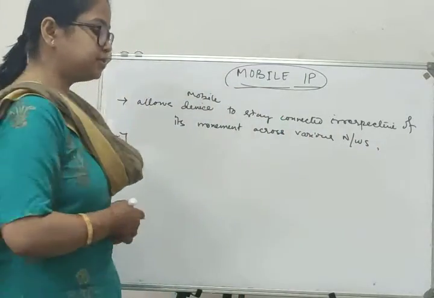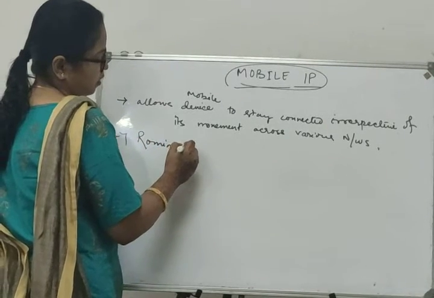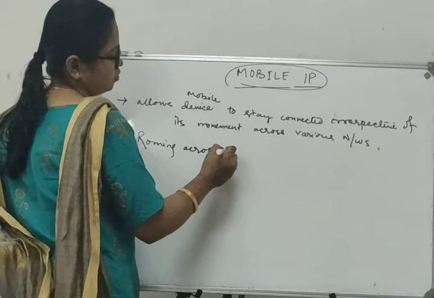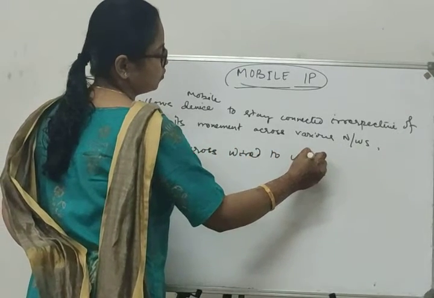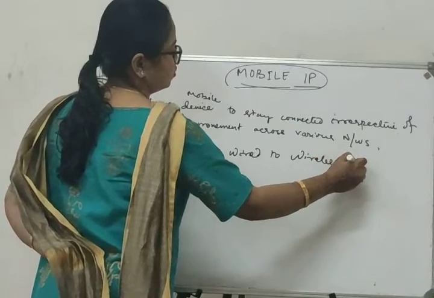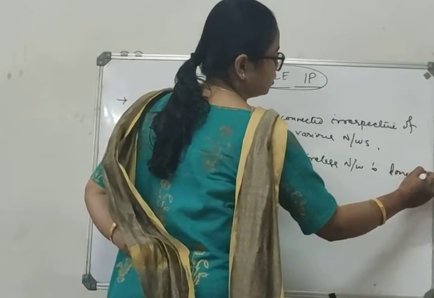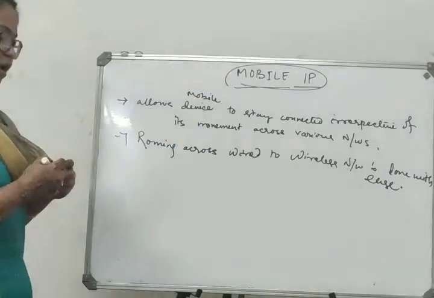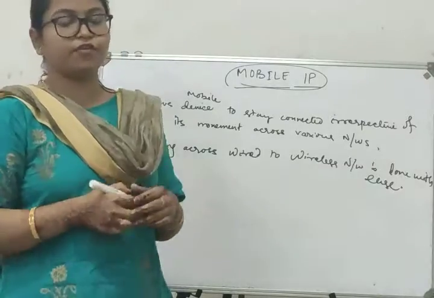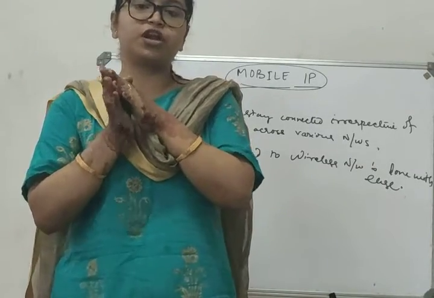Okay, next is roaming across wired to wireless network is done with ease. That is easily. Okay. So roaming across. What is roaming? You know already. When we change our position from one network to another.